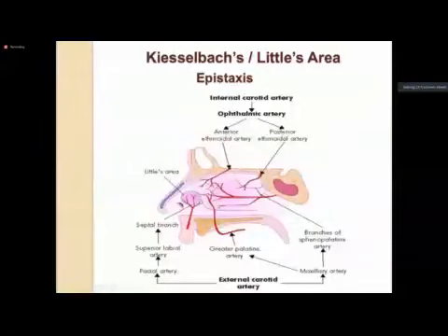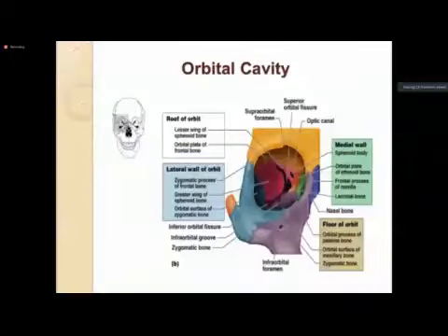Then we have this orbital cavity. Orbital cavity is basically, it has a medial wall, we have a lateral wall, we have a roof and we have a floor. And who forms all of these? The skull bones form them.